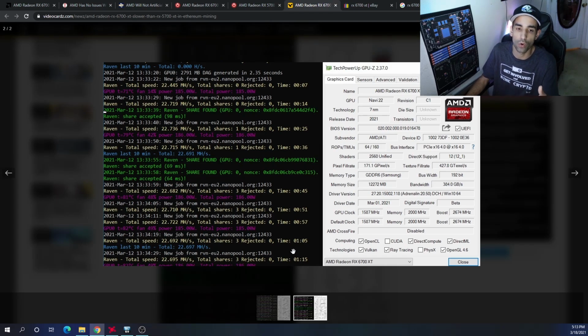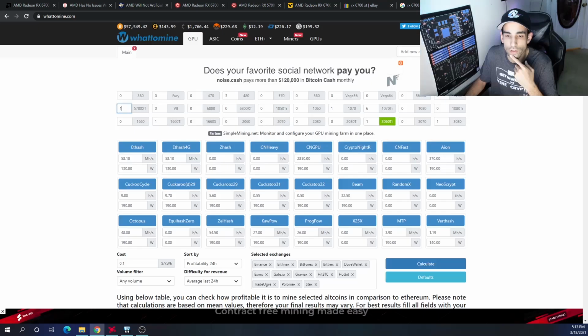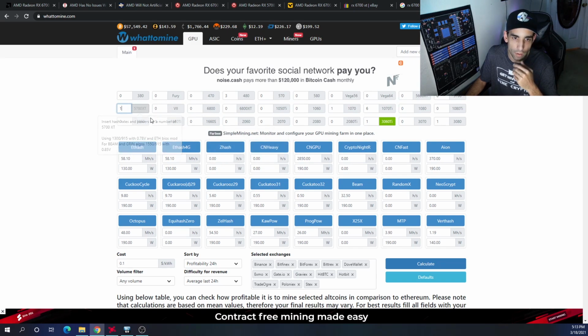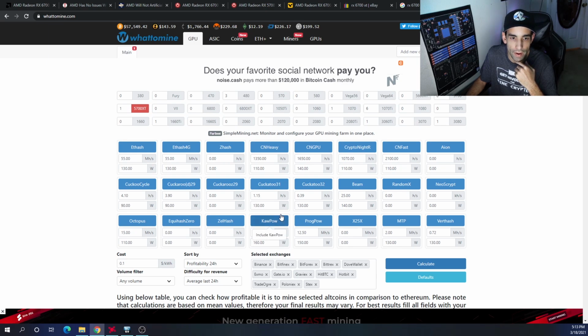Now, this is Ravencoin on the screen. Ravencoin is 22.68 mega hash. Again, stock, it looks like, no tuning or anything like that, under 86 watts. That's basically in the ballpark of, not the 3060 Ti, because you see the 3060 Ti was getting 27 mega hash, while this is only getting like 22.7. It's not in the ballpark of the 5700 XT. Well, I mean, it is on KAWPOW, but it's not in ETH hash.